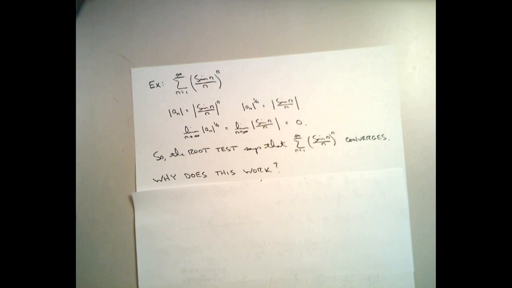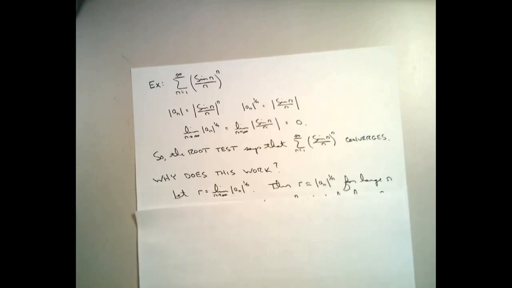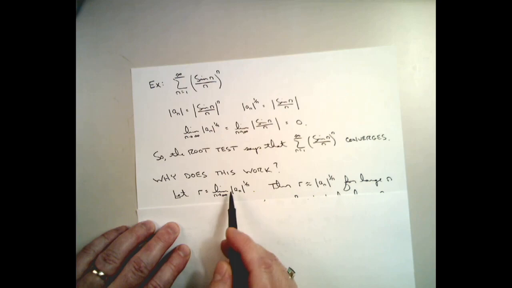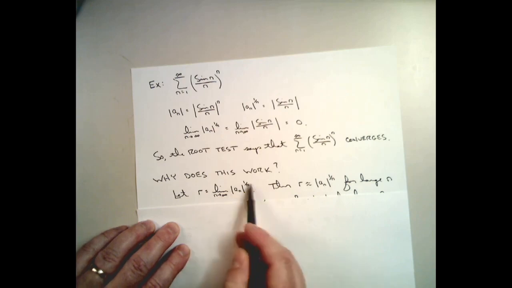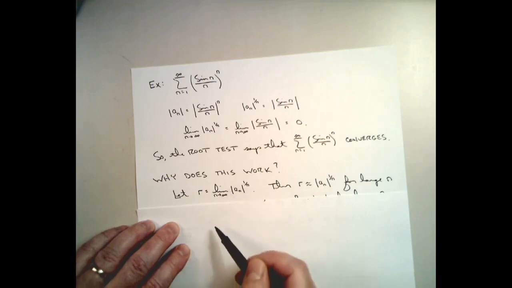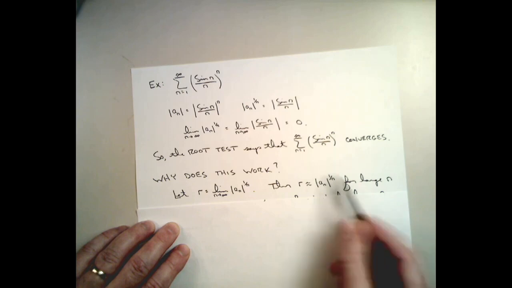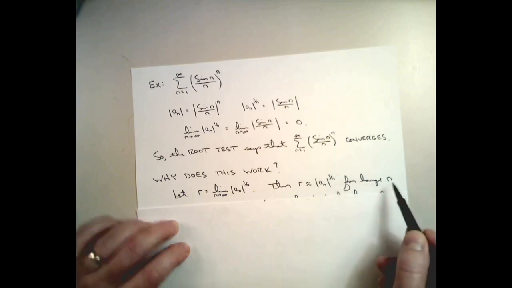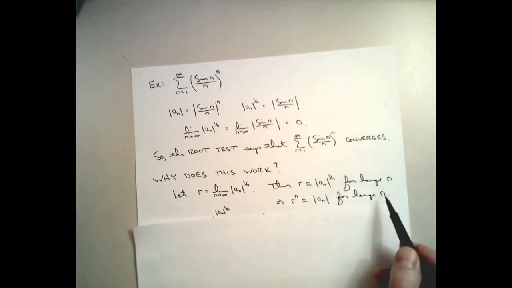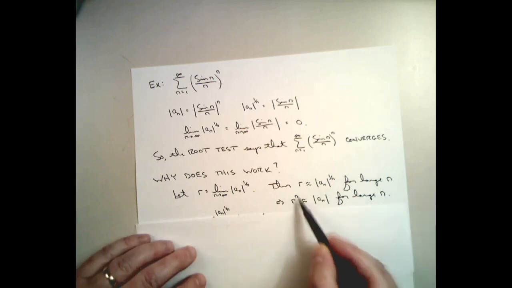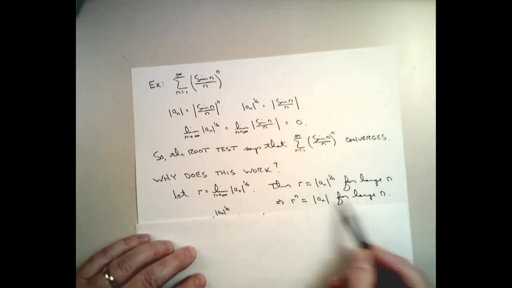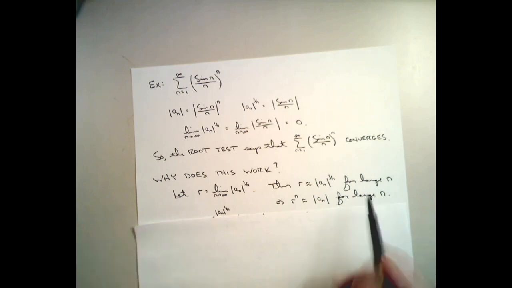Why does this work? Well, it turns out that the reason this works is very similar to the reason that the ratio test works. Let's go ahead and let R be the limit of the nth root of the nth term. And so what's that say? That says that R is approximately equal to the nth root of the nth term for large n's. Another way of saying that is that R to the n is approximately equal to a sub n for large n's.